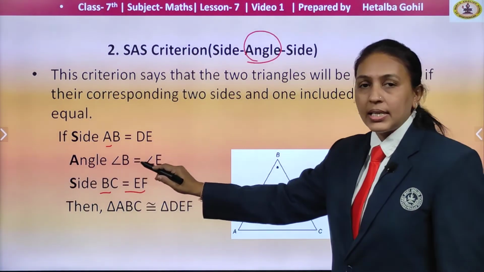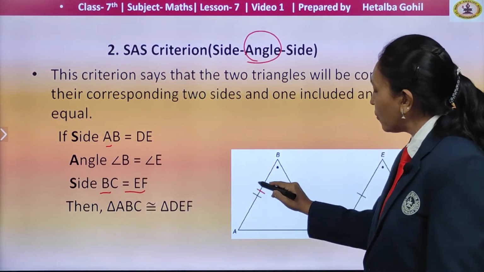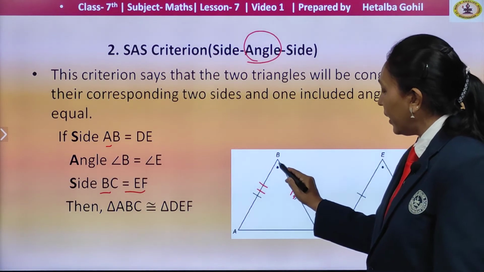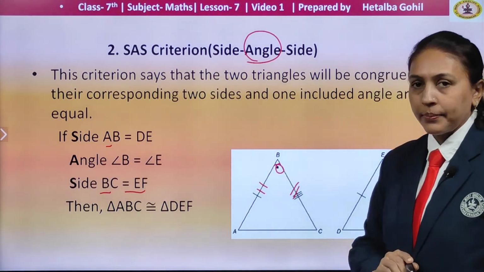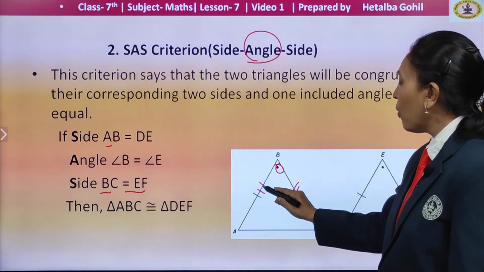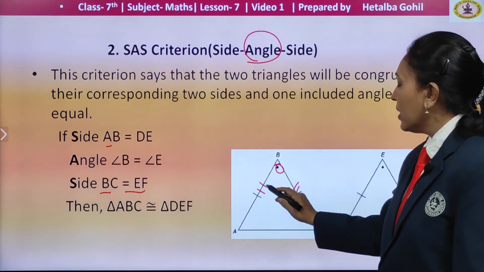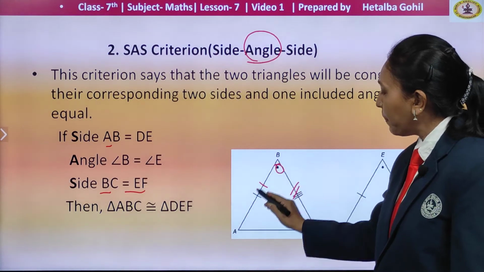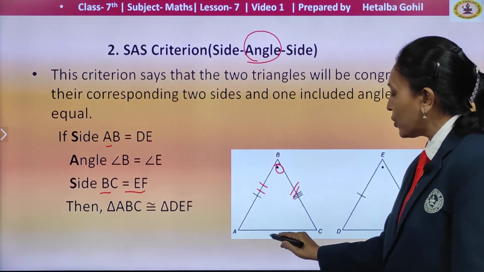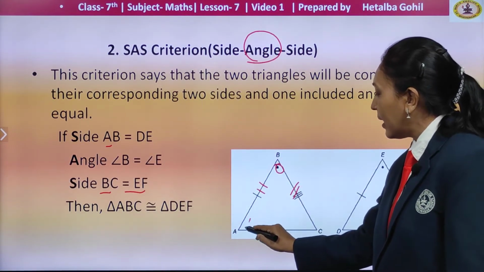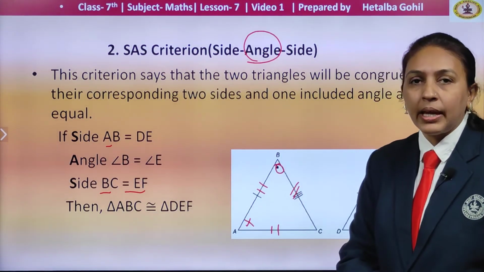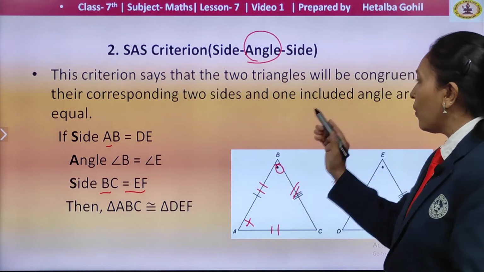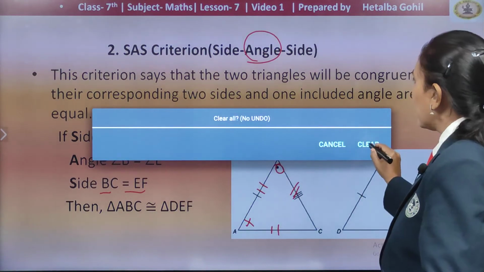Now understand the included angle. These two sides here, the included angle is B only. So always go with the included angle only. So side, angle, side. Similarly, if you are taking BA and AC, suppose you are taking these two sides, then this particular angle will be the included angle. So just take care about this point.